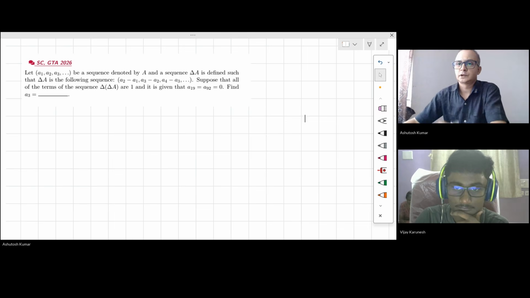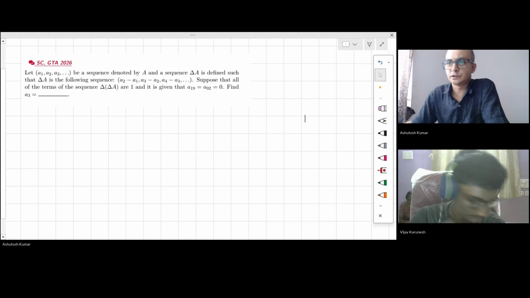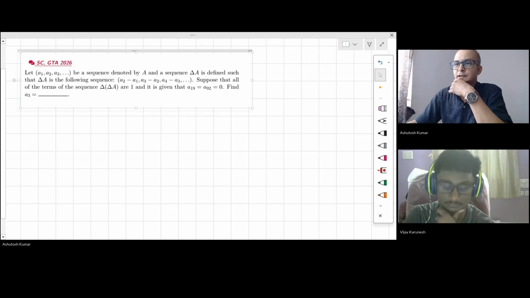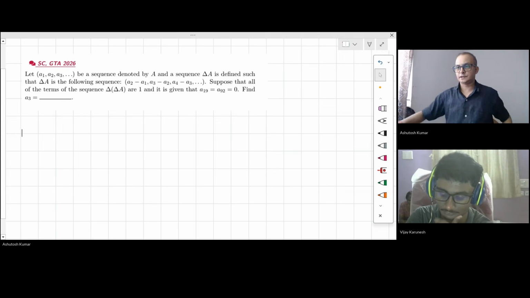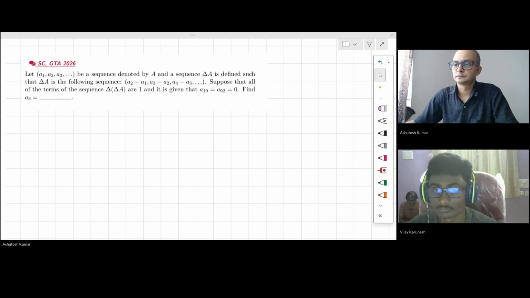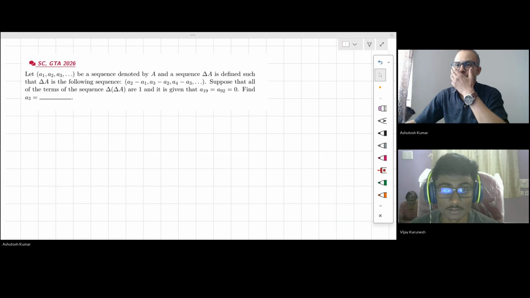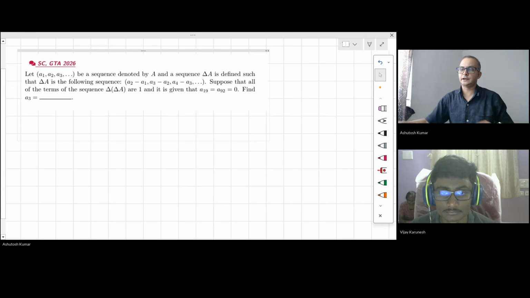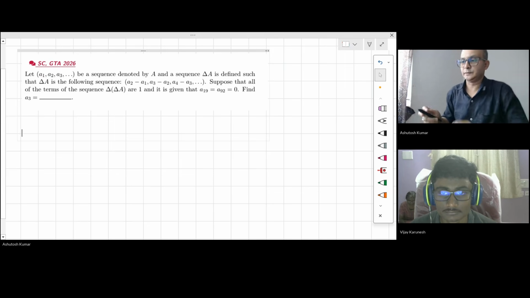They are saying that A1, A2, A3 is a sequence denoted by A, and the sequence delta A is defined such that delta A is the following sequence: A2 minus A1, A3 minus A2, and so on. Suppose that all of the terms of the second difference are 1, and also A19 and A92 are 0. So let's try this way.